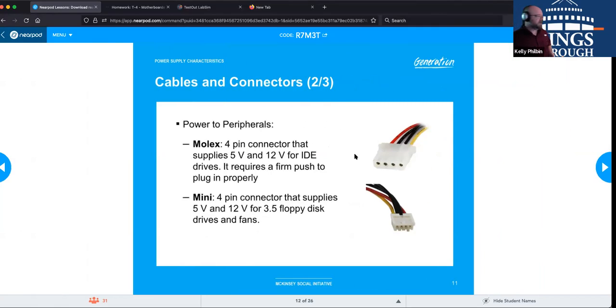We have our 4-pin Molex right here. That typically is 5 and 12 volts for IDE drives or floppy drives, older mechanical drives, things like that. It requires a firm push to plug that in. A lot of times it will have a little clip on it, and you'll hear that as you plug it in. Then you have the newer mini 4-pin connector that supplies 5 volt and 12 for 3.5 floppies and fans. Obviously we don't see many 3.5 floppy drives anymore, although I'm on the search for one myself, but it's also used for powering your drives and your fans as well.